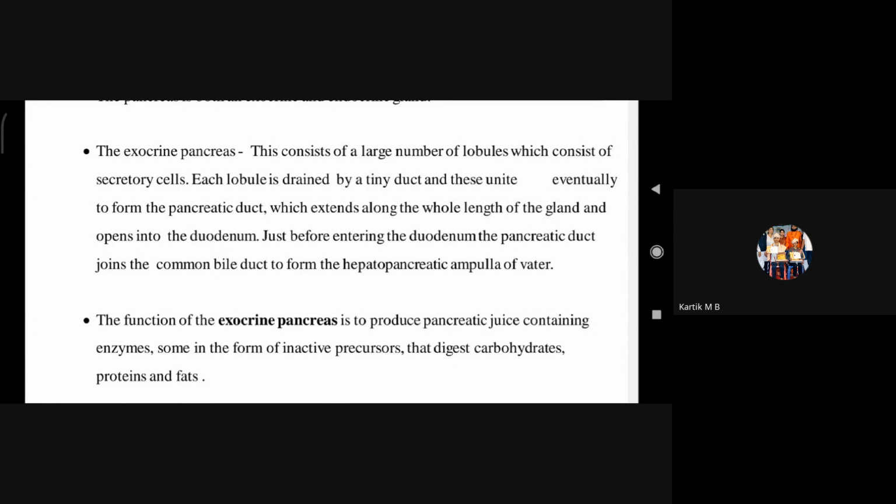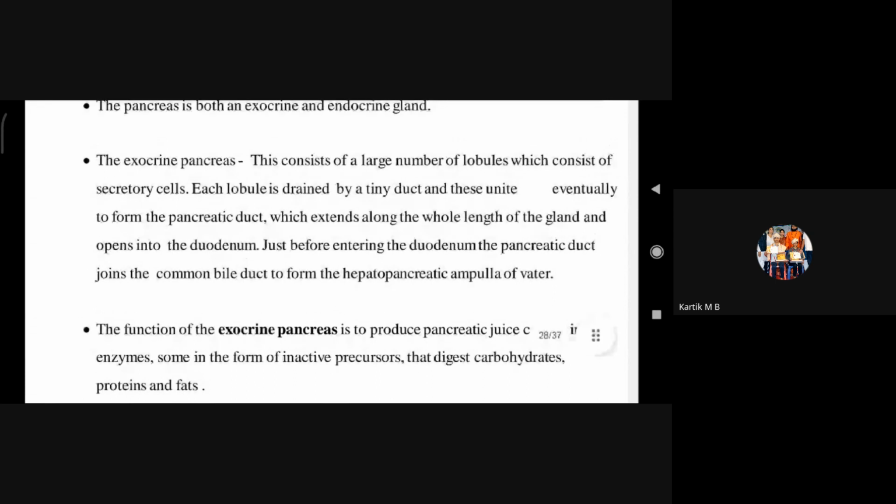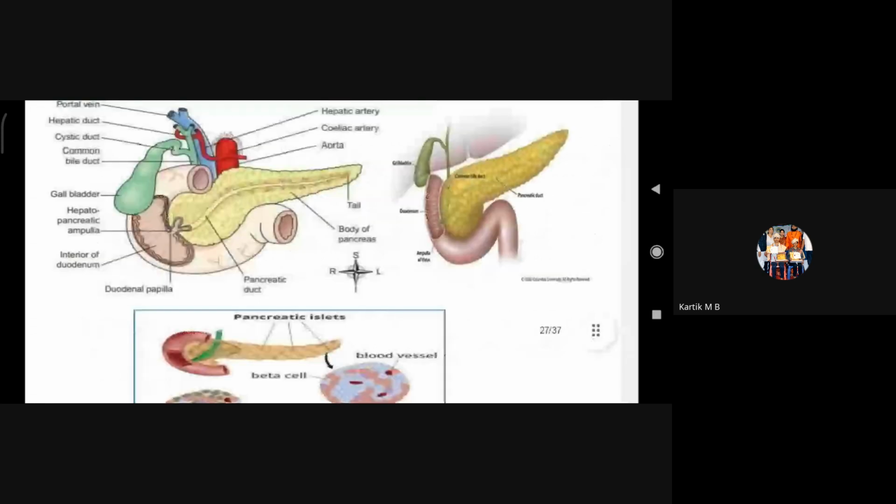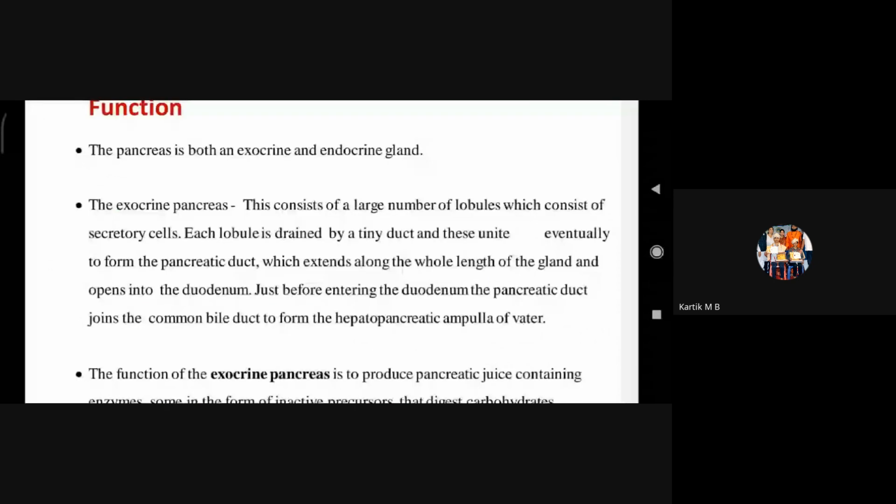We have already seen in the picture here that small ducts are collecting the pancreatic juice from different lobules, and the main duct is in the middle of the pancreas, collecting the juices from the lobules.